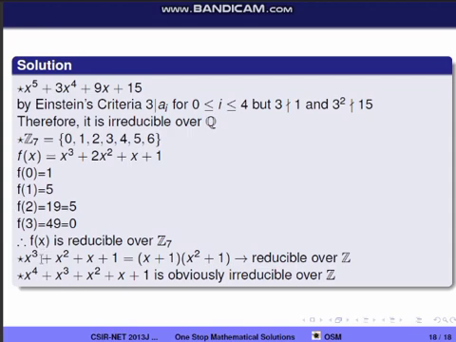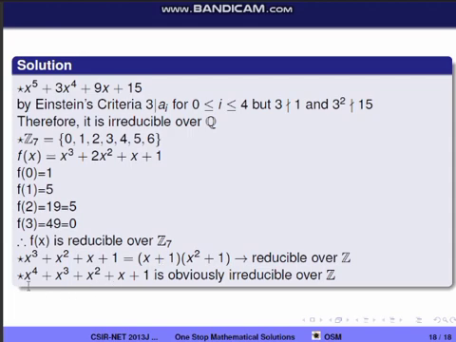Now the third option, x cube plus x square plus x plus 1. From the first two terms I am taking x square common. So we'll get x square into x plus 1 plus x plus 1. Now x plus 1 is common for these two, so I am taking x plus 1 outside. So we'll get x plus 1 into x square plus 1. This is obviously reducible over Z because we are getting a factor which is an element of Z.